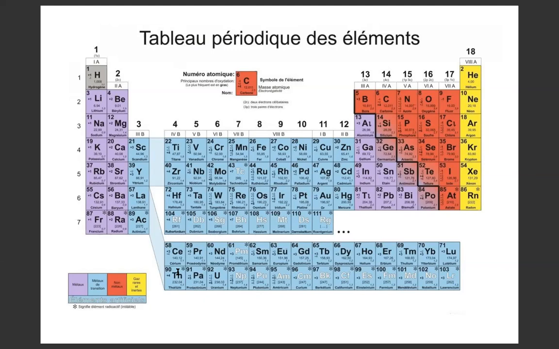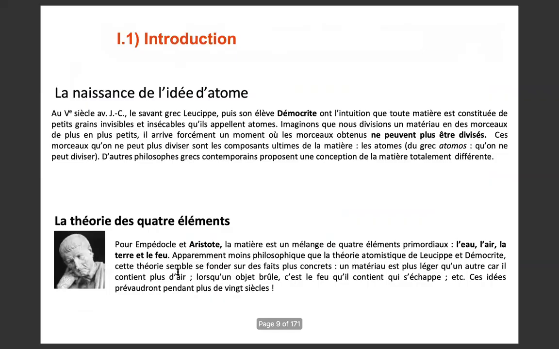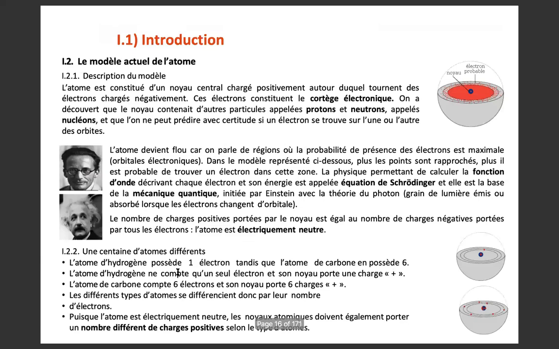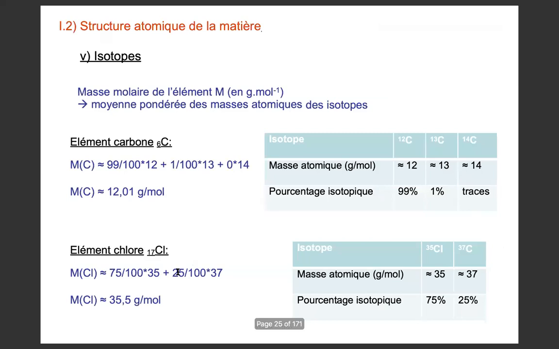You have helium with 4.0, you have neon with 20.18, we have argon with 39.95, we have beryllium with 9.01. So it's a variation. The masses are a result of this relative abundance that we are talking about here. Are there any questions with this?